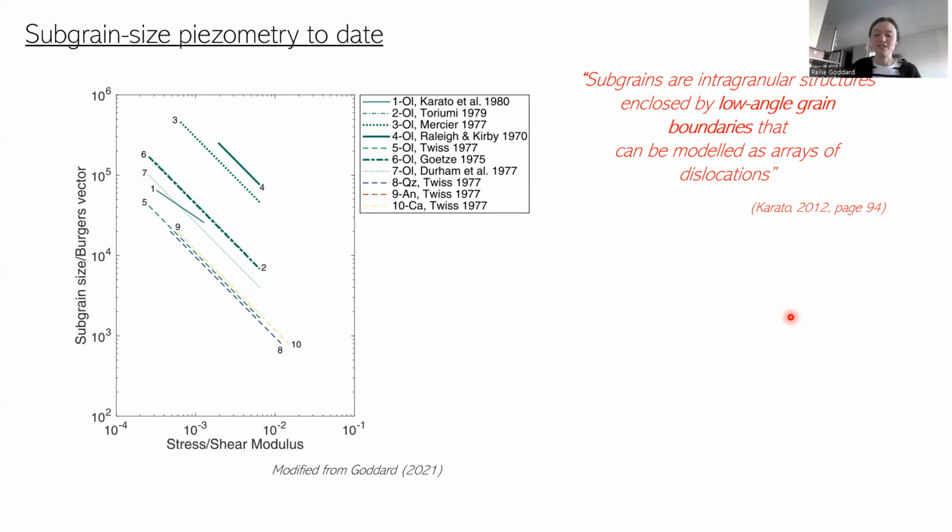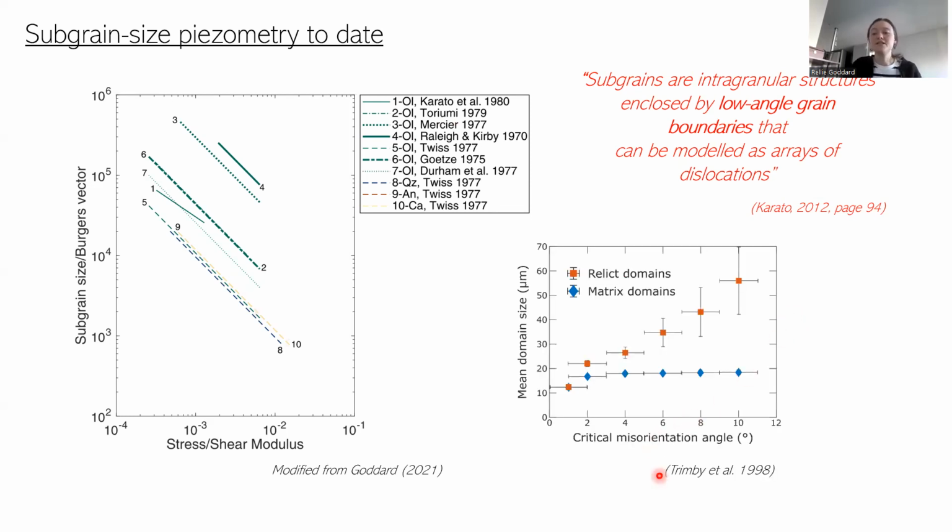all the way up to 15 degrees misorientation. And this is a study by Trimby, where they're looking at the critical misorientation angle used to define a boundary or domain against the domain size. And they were looking at relic grains, ones that have not been recrystallized, and matrix grains that you'd assume have been recrystallized. And you can see that the critical misorientation angle that you use to define a subgrain boundary massively affects the subgrain size that you record. However, that difference is relatively small at low critical misorientation angles. So if you're looking at 1 degree or 2 degrees, there isn't much variation between the relic and the matrix domains.